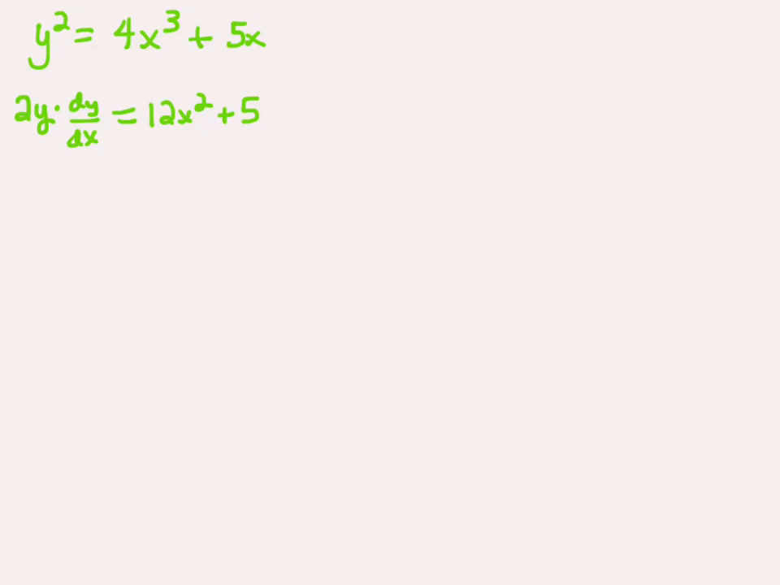Last step here, I need to get dy/dx by itself, so I'm going to divide by that 2y. dy/dx is equal to (12x squared plus 5) over 2y. Next example.